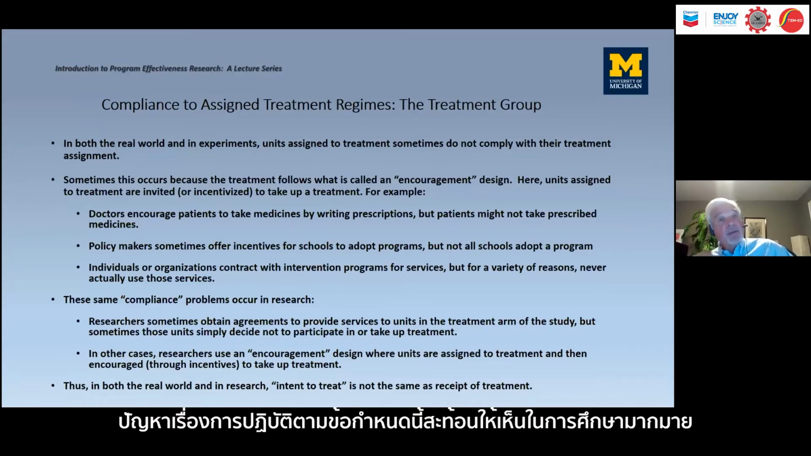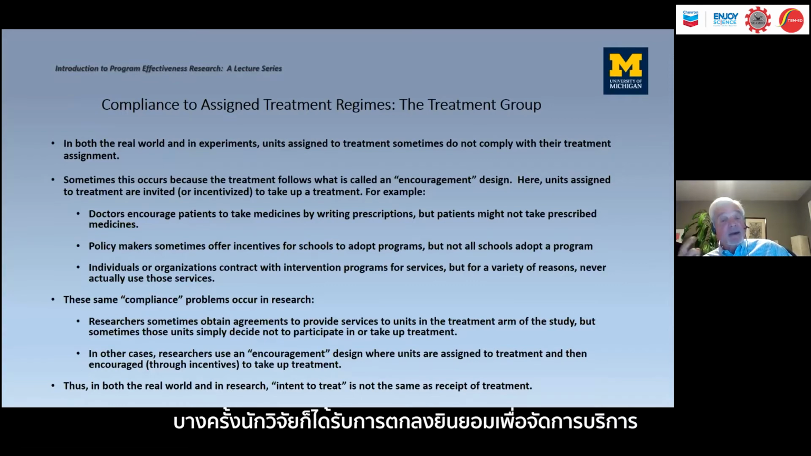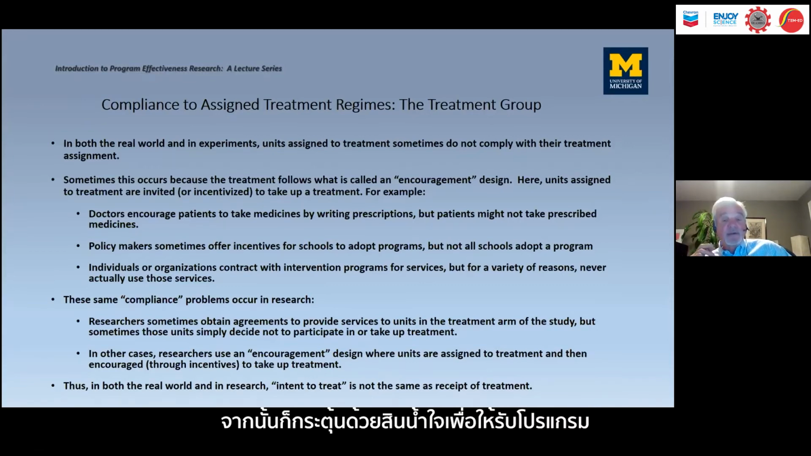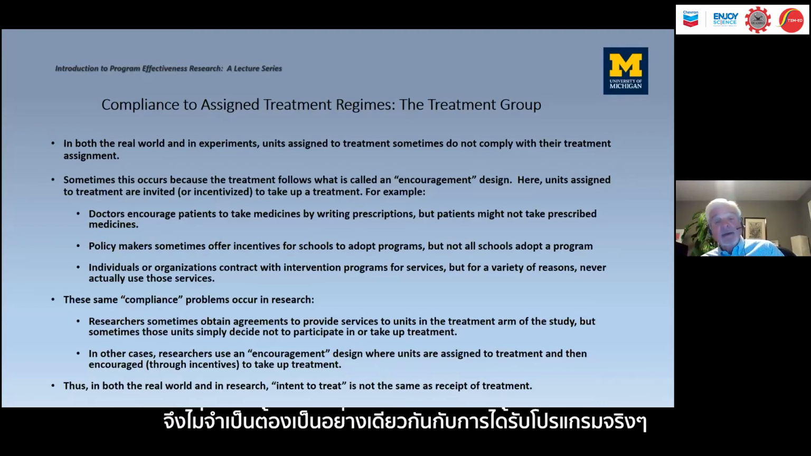These compliance problems are mirrored in studies. Sometimes researchers obtain agreements to provide services to units in the treatment arm of the study, but sometimes those units that get assigned to treatment simply decide not to participate or take up the treatment. In other cases, researchers actually use an encouragement design where units are assigned to treatment and then encouraged through incentives to take up treatment. So in both the real world and in research, intent to treat is not necessarily the same thing as receipt of treatment.